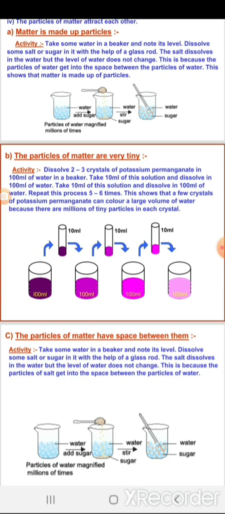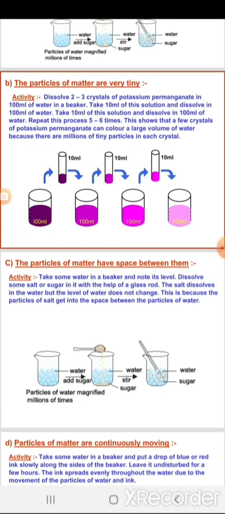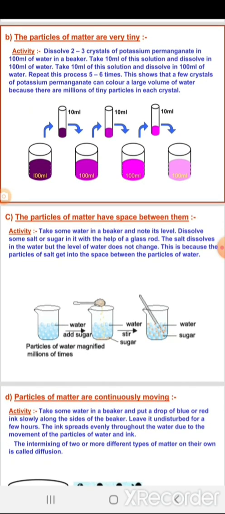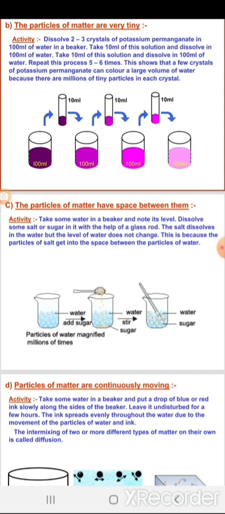Here, sugar particles get into the space between the water particles, so the level of water remains unchanged. Second property, the particles of matter are very tiny. For this, let's perform an activity. For that, you need some food color or a chemical which is potassium permanganate, which has a pungent smell and violet color. If you don't have potassium permanganate, you can take any food color available at your home.